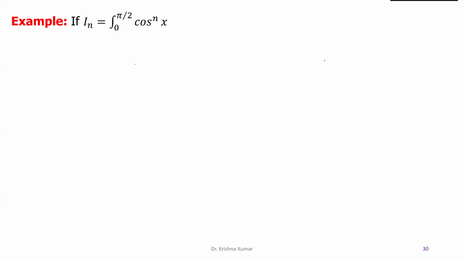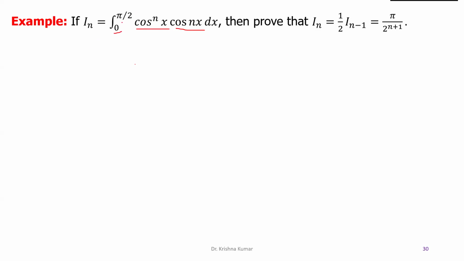In this lecture, we take one more example on reduction formula based on the cosine function. The question is: if I_n is equal to the integration of cos^n x cos nx under the limit 0 to pi by 2, then prove that I_n is equal to 1 upon 2 I_(n-1), which is equal to pi upon 2^(n+1).